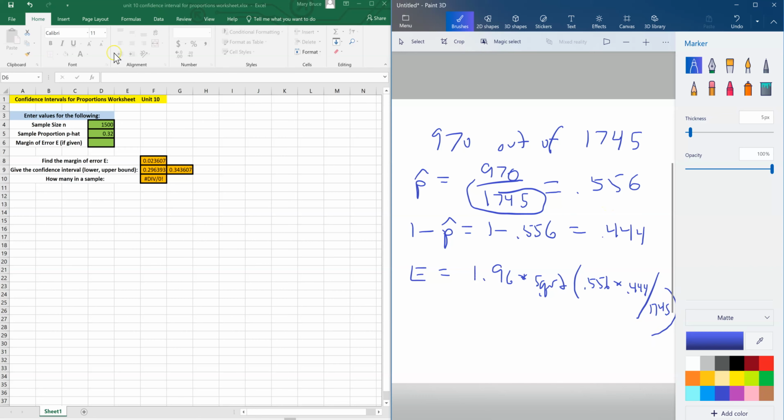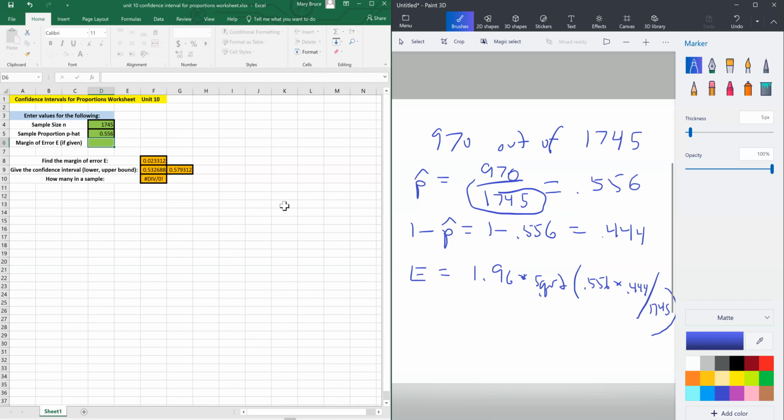Put that in the calculator. Now, I personally like to just use the worksheet. So over here, my sample size is 1745. My sample proportion we got was 0.556. And then I would go ahead and press enter and let it give me everything. I mean, if you work this out by hand, you're going to see that you should get these same numbers.